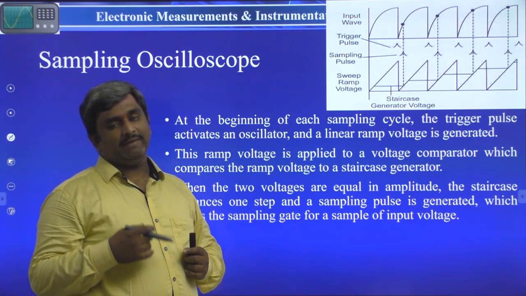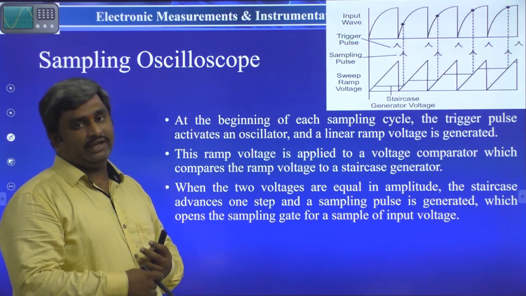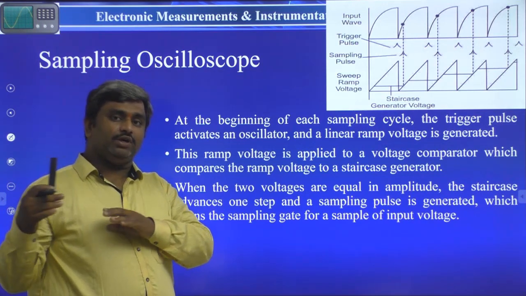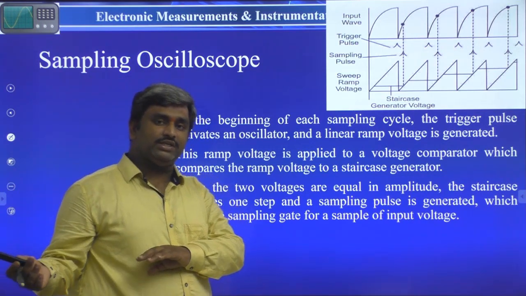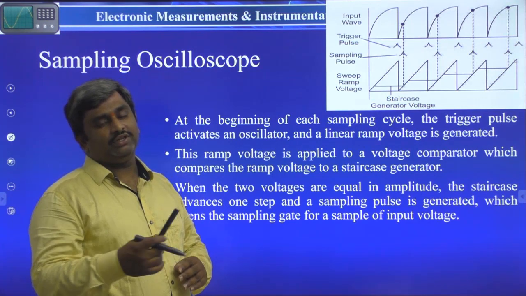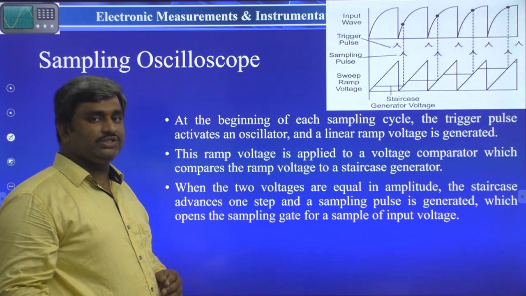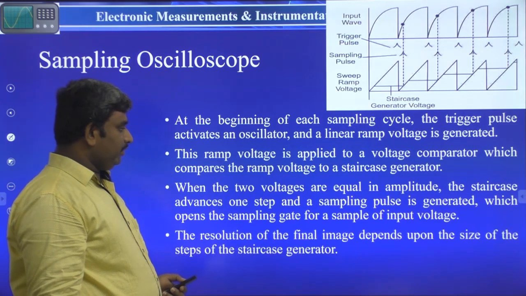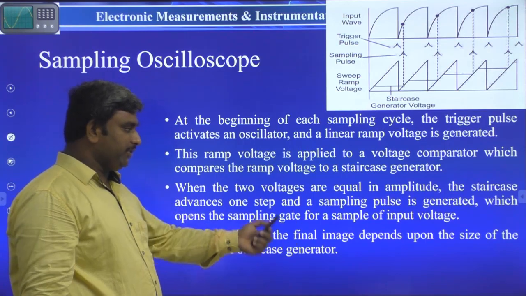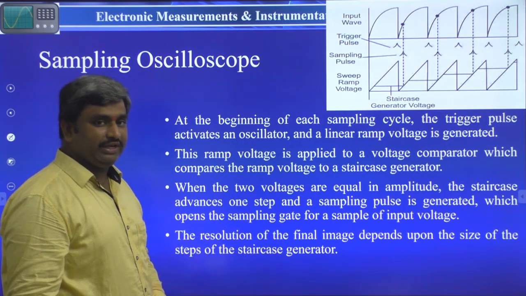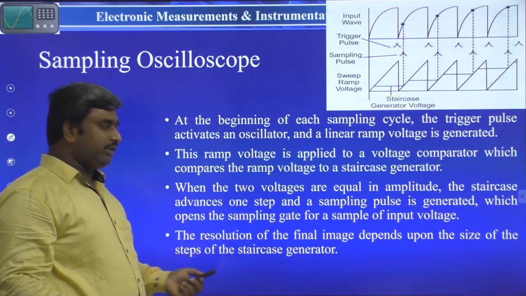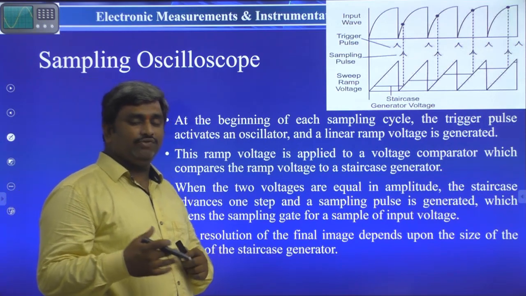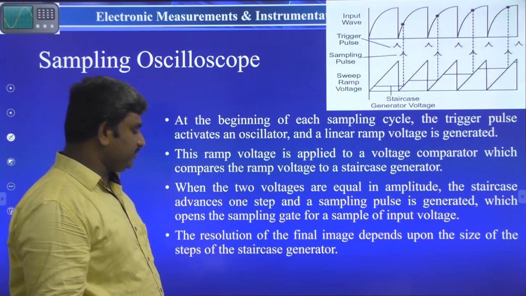So whenever the sampling pulse is required, at that time we are giving the triggering pulse. The triggering input, if given, checks the previous voltage levels of the signal and generates the new staircase. When the new staircase is generated, the sampling pulse will be generated at that particular time. Right. The resolution of the final image depends upon the size of the steps of the staircase generator. The clarity of the final image is based on the staircase, and it finalizes the step sizes also.